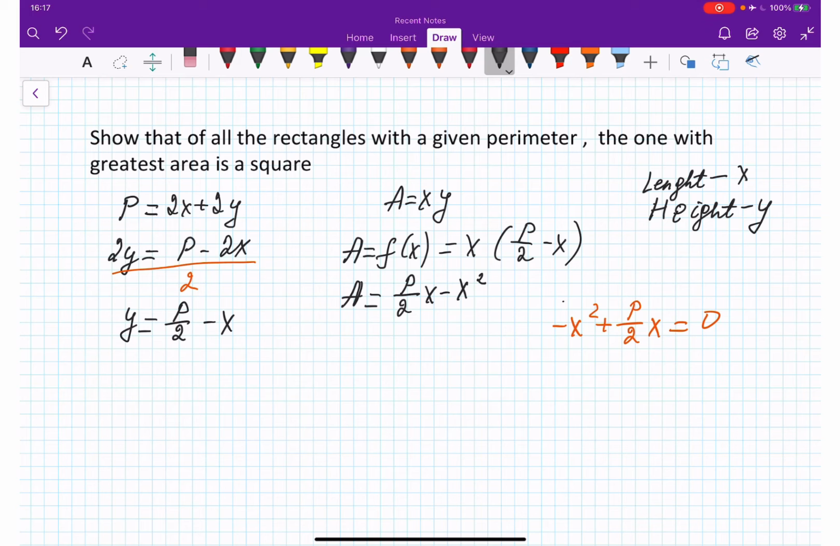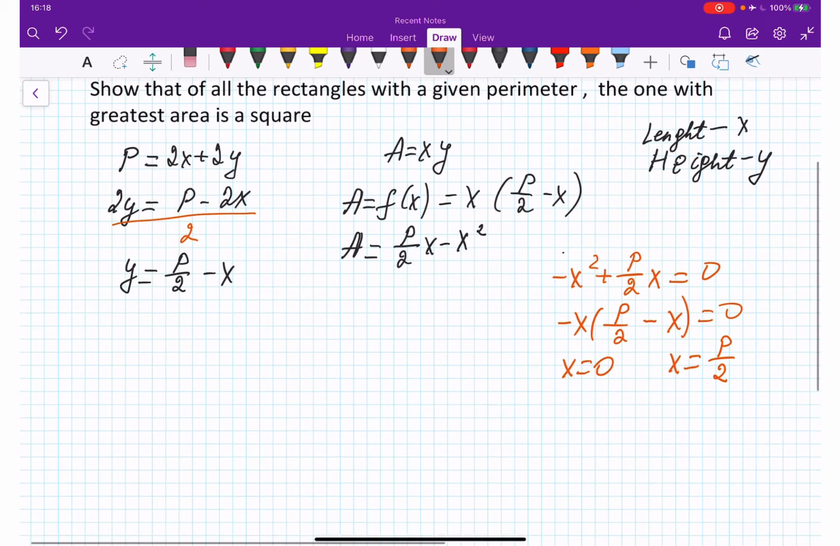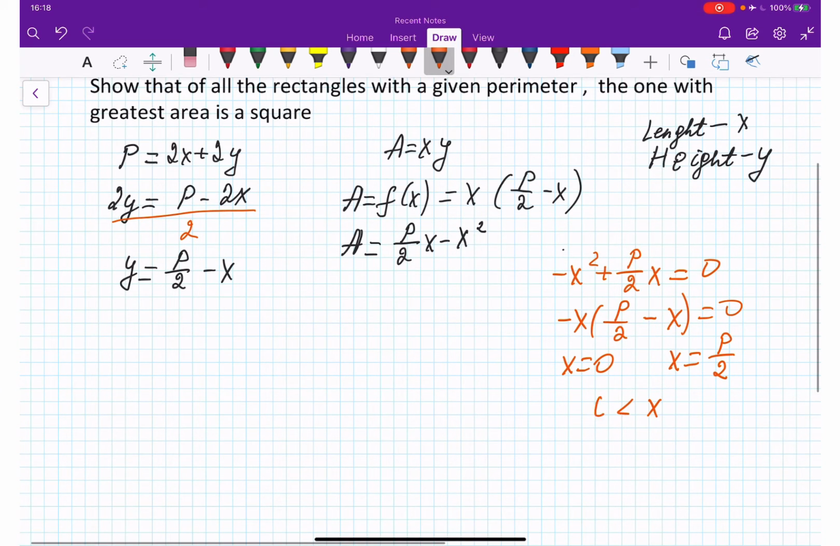Let's find the limit of x. So I'm taking negative x out: P over 2 minus x equals 0. So either x is equal to 0 or x is equal to half of P, which means x has to be between 0 and half of P.